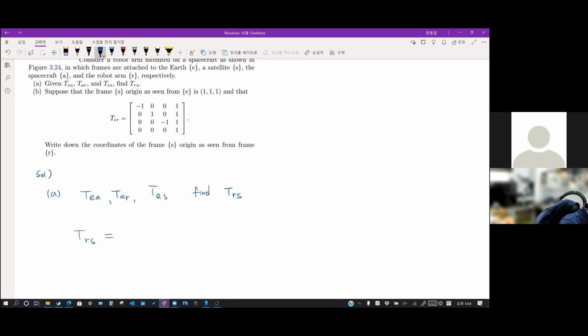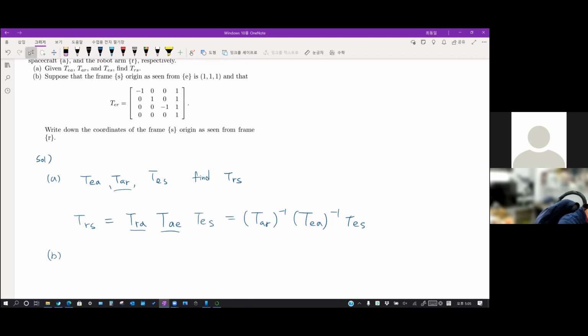Because these three are given, we can find TRS. Because in TRS, the leftmost base is R, we can transform this one: TRA, and then there is A, and there is A. So we can use this one, TAE, and then TES. And this one is equal to TAR inverse. And this one is equal to TEA inverse, TES. So this one is given, so we can calculate TRS.